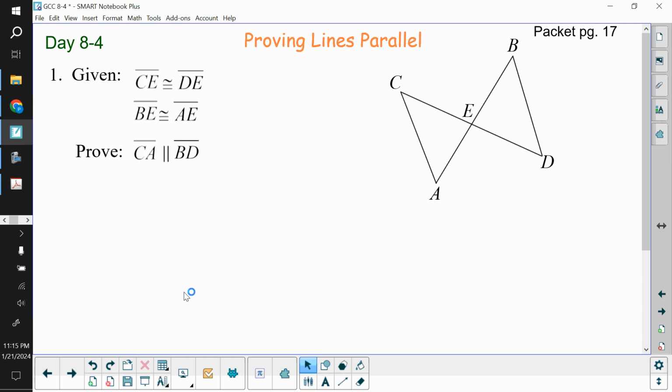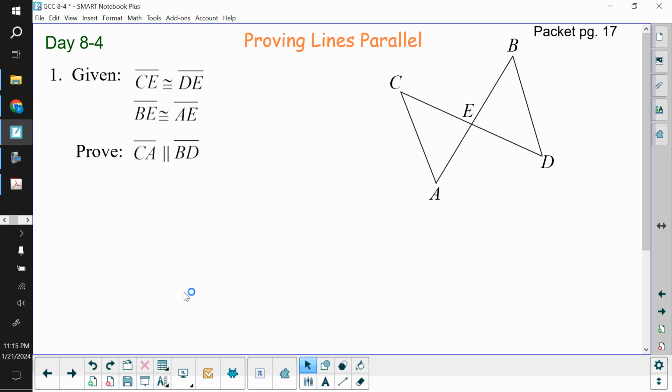All right, so today we are going to look at proving parallel lines. So on our card, we're going to do the parallel line ones, but in reverse. So we're going to do congruent alternate interior angles implies parallel lines, or congruent corresponding angles implies parallel lines.